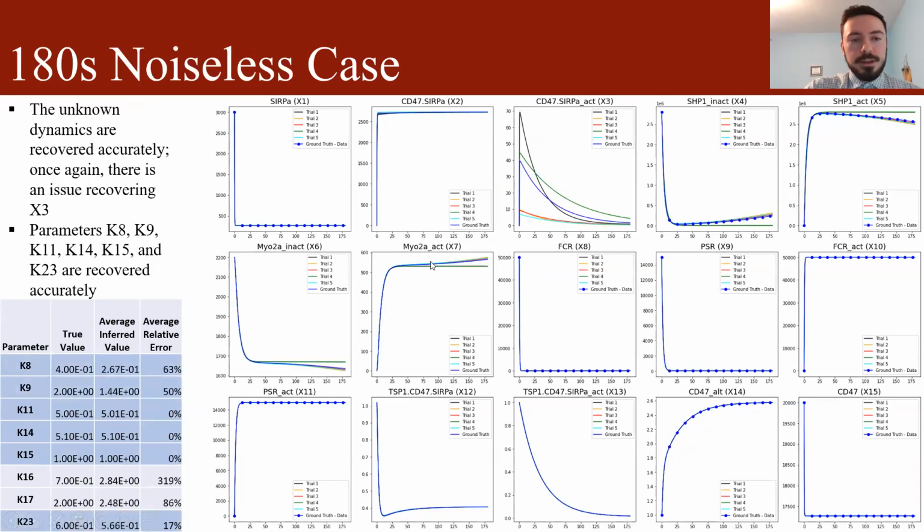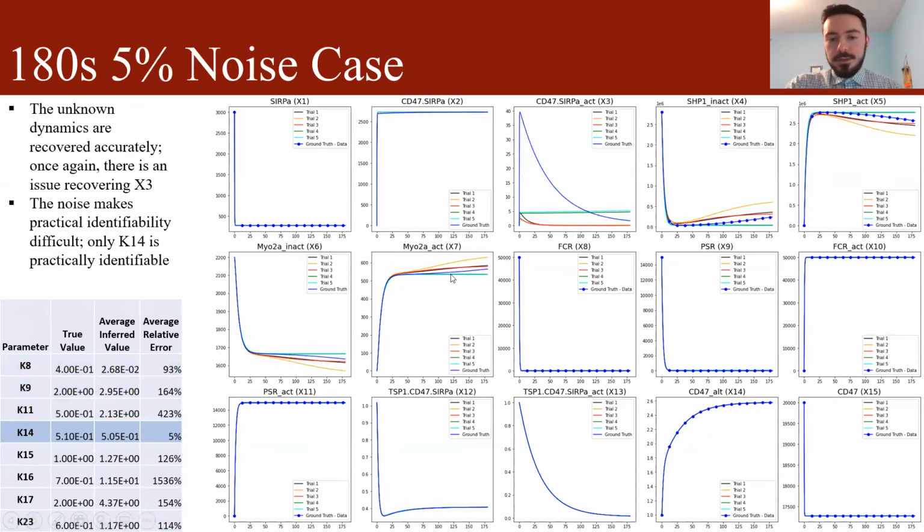Then we did the 180-second noiseless case. And as before, the unknown dynamics are recovered accurately. There's still an issue in predicting X3 as seen previously. And the parameters are recovered accurately again. And these are K8, K9, K11, K14, K15, and K23. So there's still difficulty in predicting the values of K16 and K17 for the noiseless case.